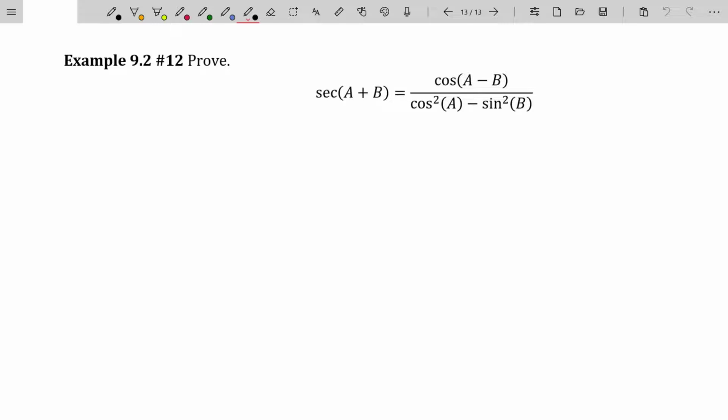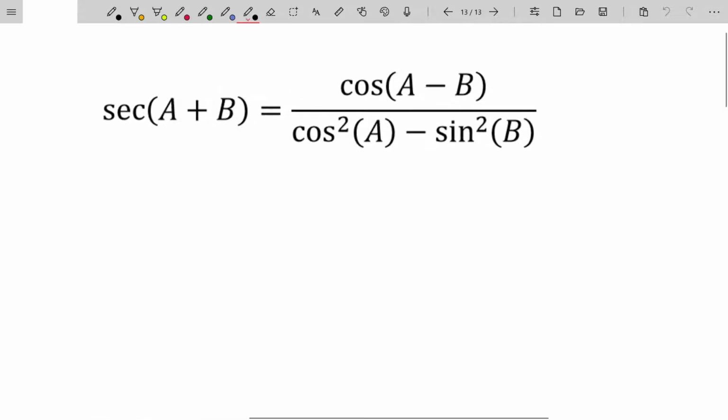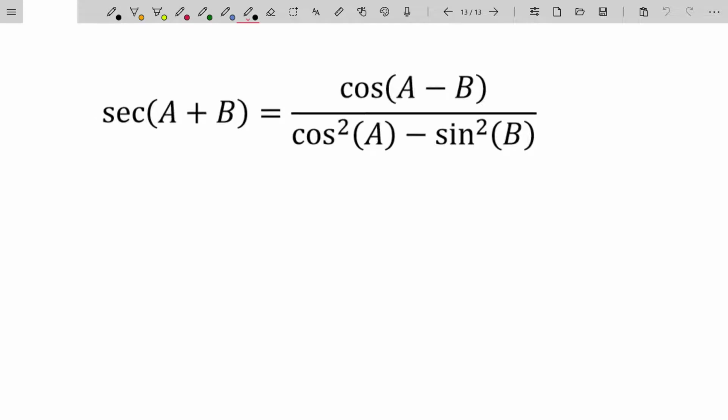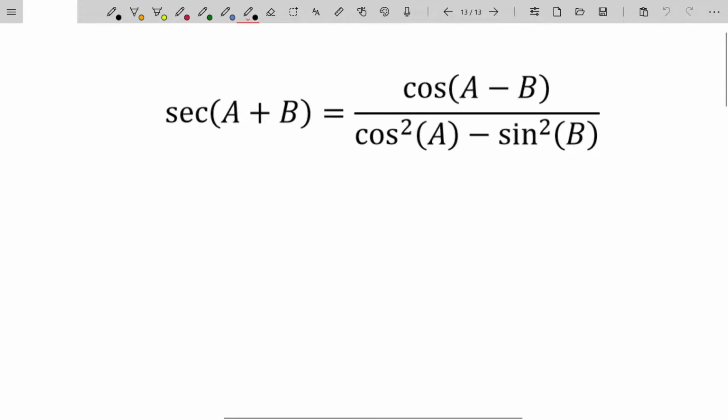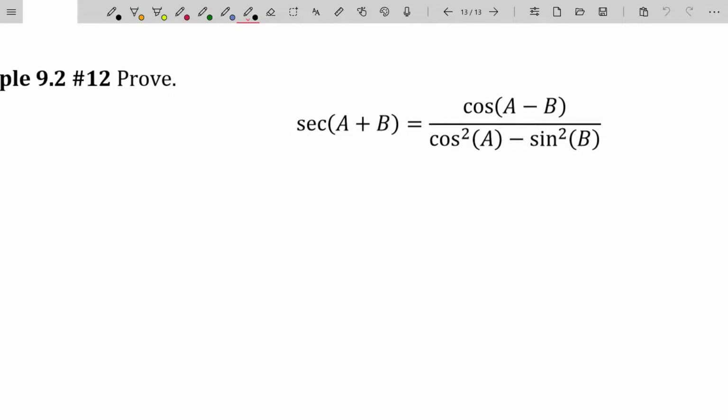Looking at this example. Now, picking a side to start on in this example is going to be somewhat of a challenge. The most complicated side is the right-hand side, so that's where I would probably start. Again, this one, I'm not going to just tell you, oh, one side won't work. I'll just go ahead and start it like this. I'll say the right-hand side is the cosine of A minus B over cosine squared of A minus sine squared of B.